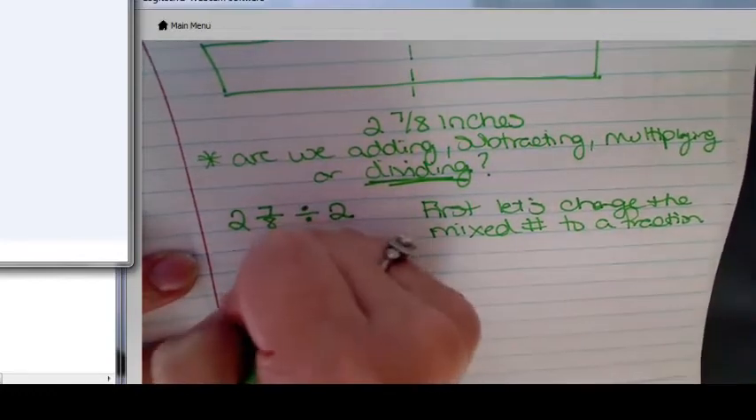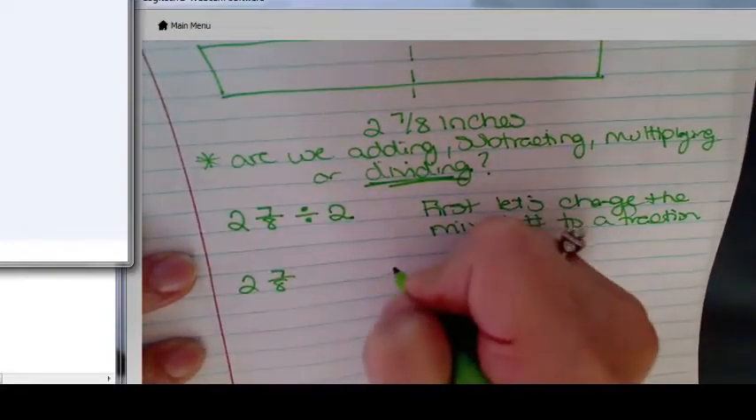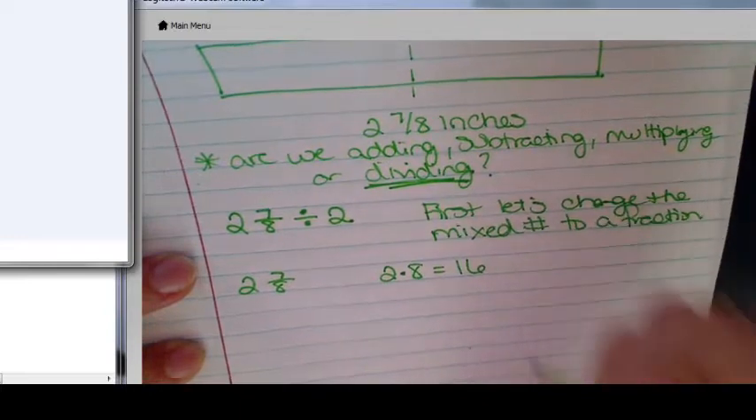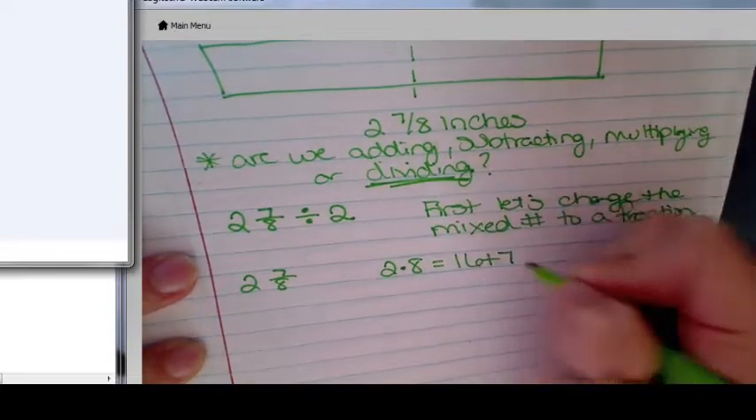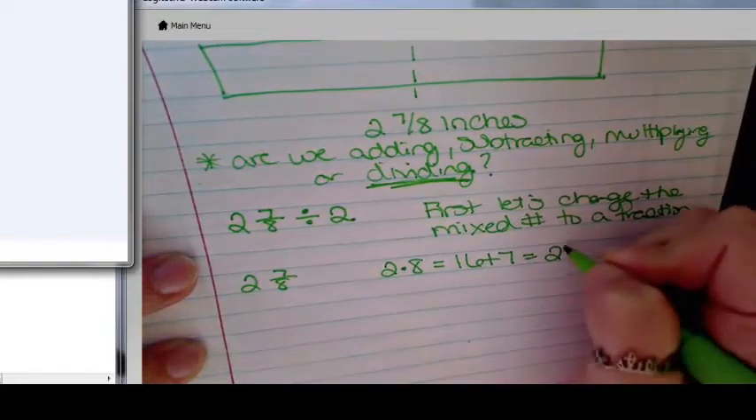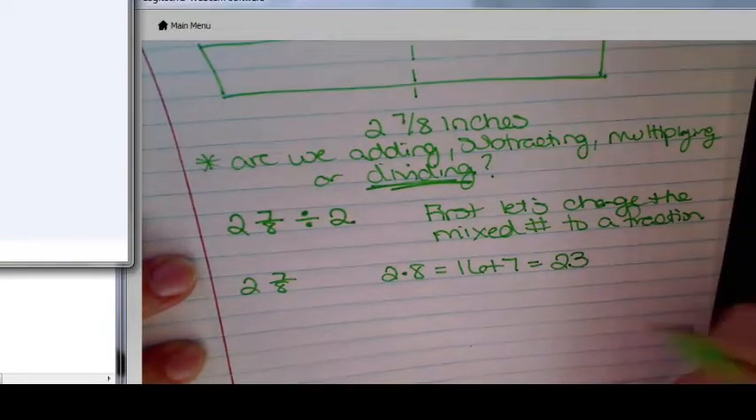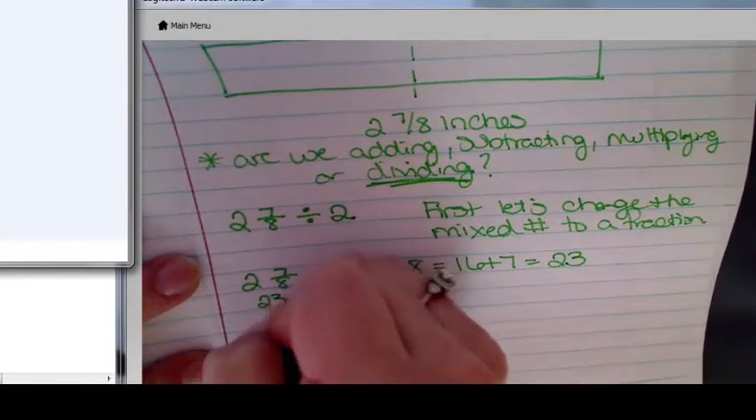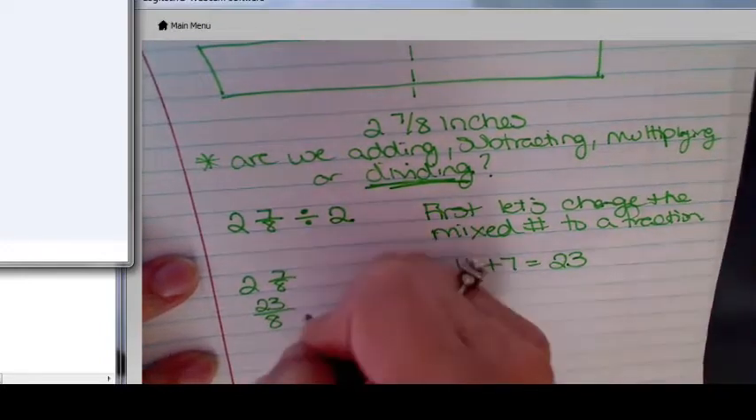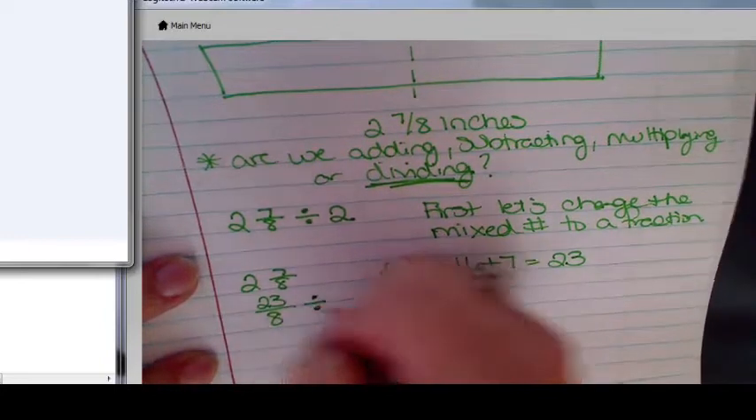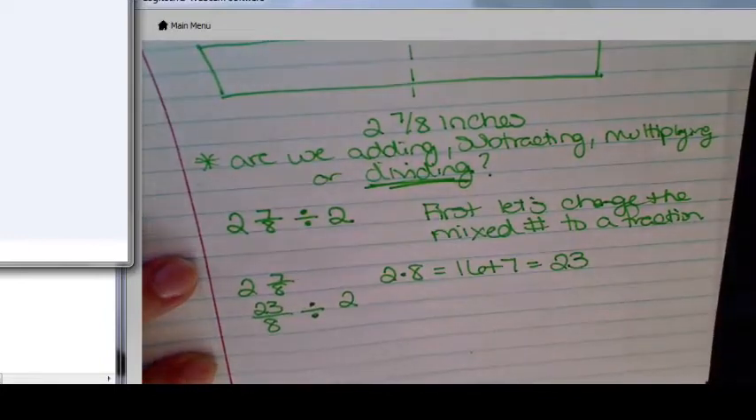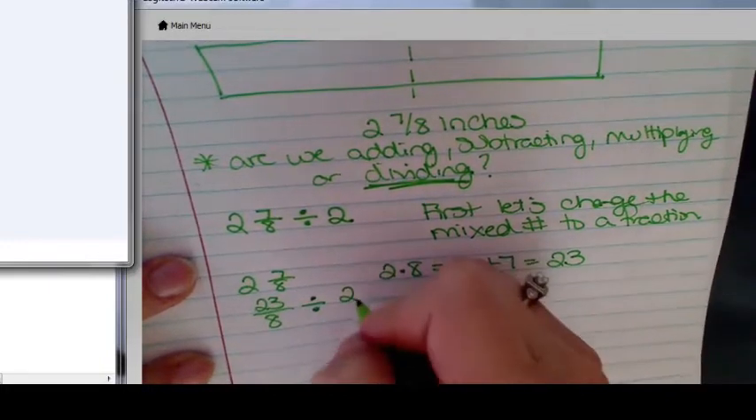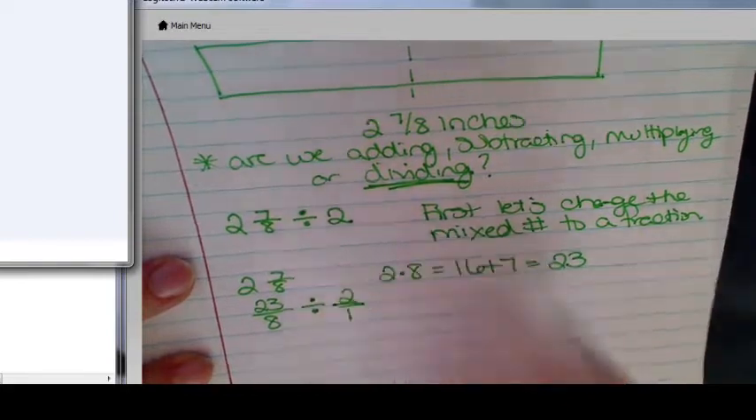We have 2 7/8. So we have 2 times 8, which gives us 16. Then we need to add the top number, which is 7, which will give us our 23. And we're going to put the 23 over the original denominator, so then we have 23/8. And we're going to divide that by 2. Okay? So now we have to remember, that's a whole number, so we're going to put it over 1 in order to do this division.